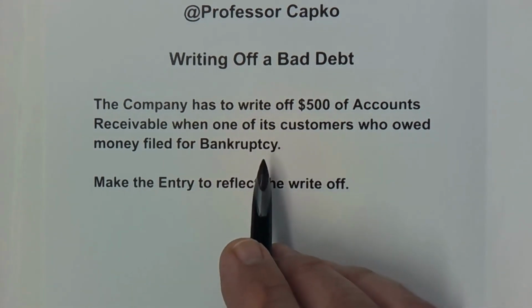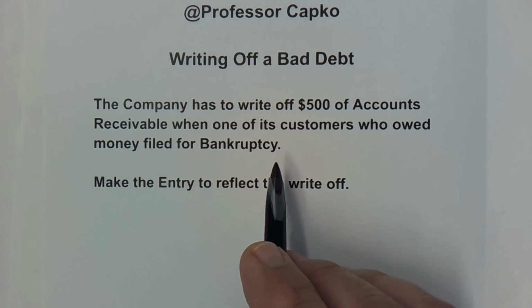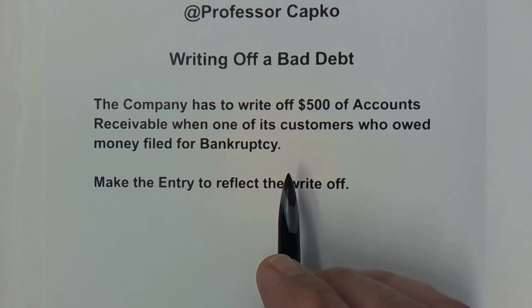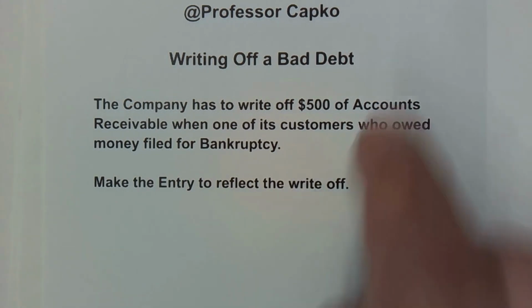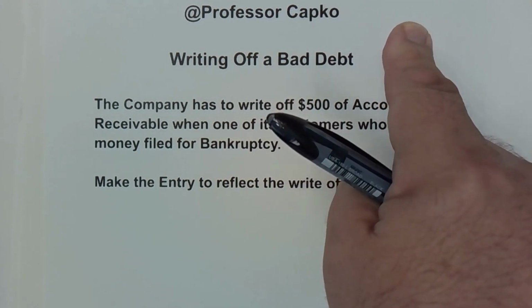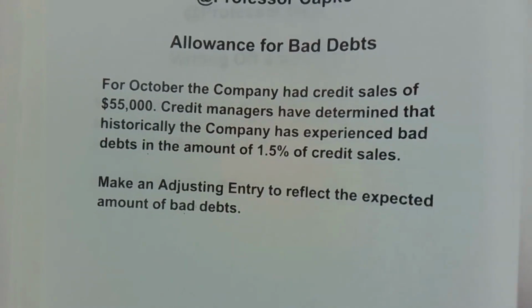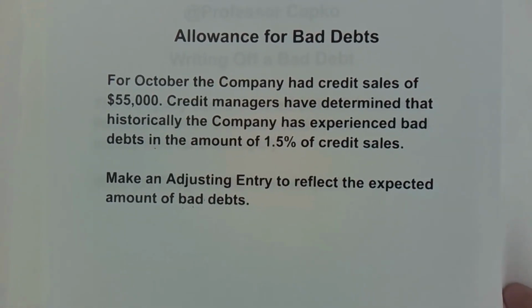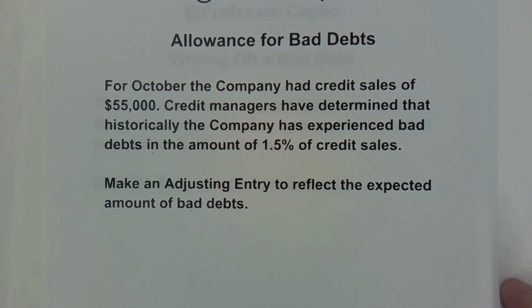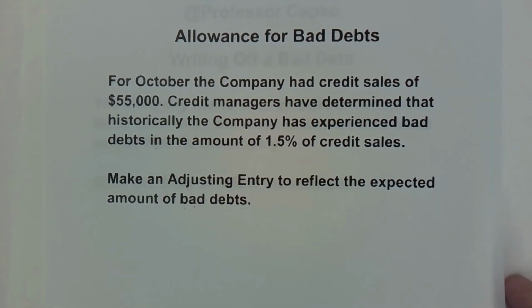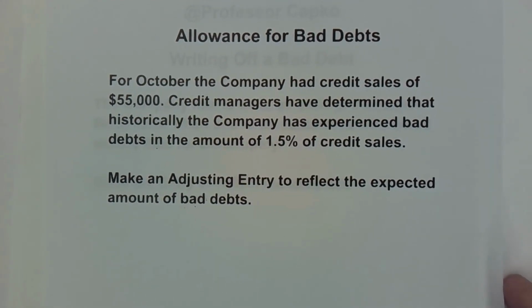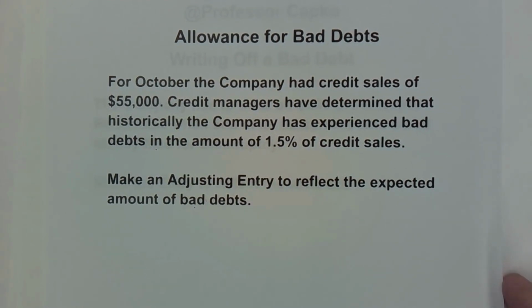In a prior video, I showed you how to do the adjusting entry to make an allowance for bad debts. If you missed that video, you may want to start there. I've linked it up here in the corner. But in that video, the company had $55,000 worth of credit sales in a particular month, and they anticipated that 1.5% of those credit sales would be bad and uncollectible.